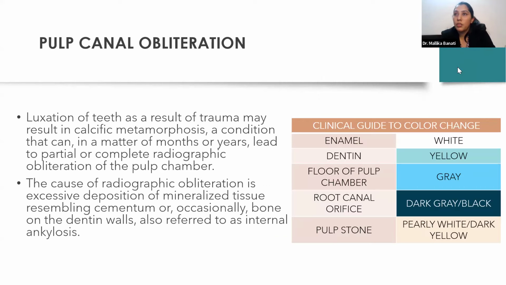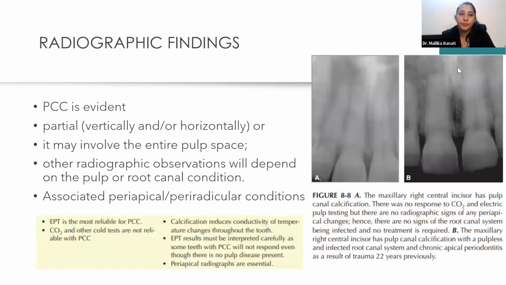Now, how do you know where you are exactly when you're going deeper and deeper in the tooth? You should know your enamel is white to grayish, a little bit on the hue. When it's yellow, you're more in the dentin. The floor of the pulp chamber is gray. It's completely gray. Sometimes it's more of isthmus and fins. The root canal orifices will appear black or dark gray again, and the pulp stone will be pearly dark white or dark yellow, which will be right there in between.